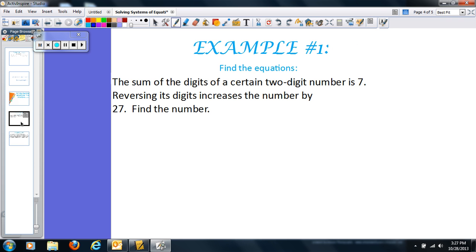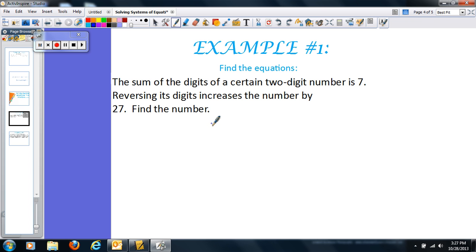So when I look at the first one, it says the sum of the digits of a certain two-digit number is 7. Reversing its digits increases the number by 27. Find the number. When we work with a problem like this, part of it is going to be dealing with the value of the place in the number.